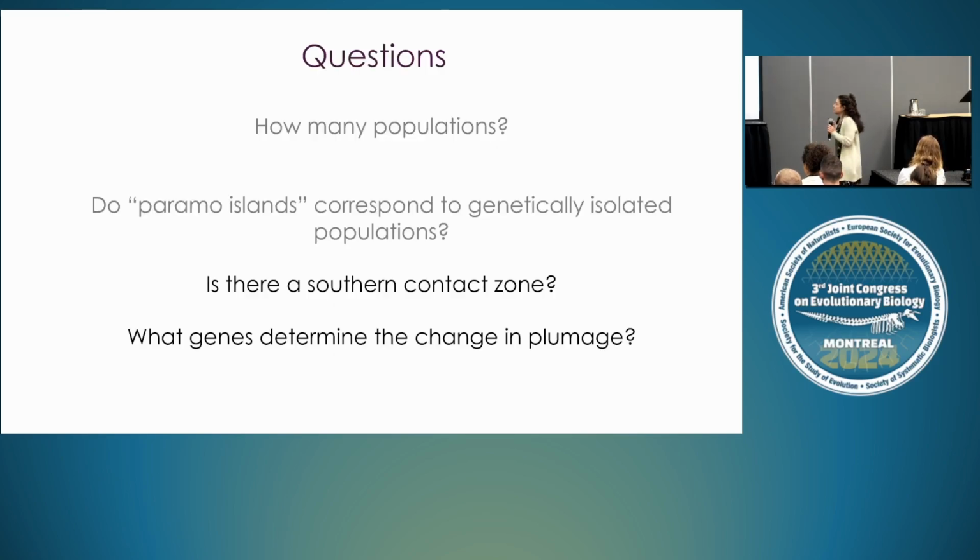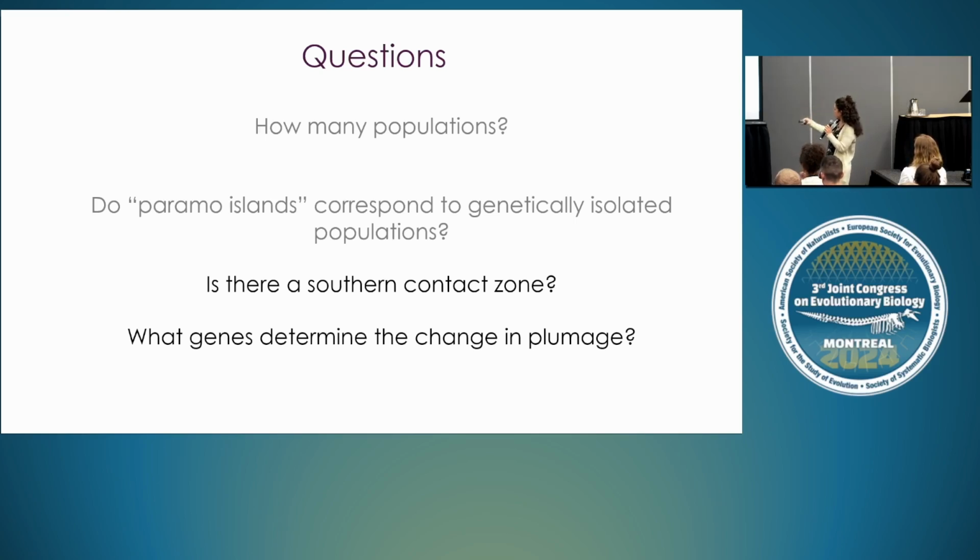So we decided to go genomic, and for some of our countries in the global south, that is not so easy. It takes some time and some money for us. We asked the same two questions, but then we wanted to see if there was actually a southern contact zone, and we wanted to know what genes determine that change in plumage.